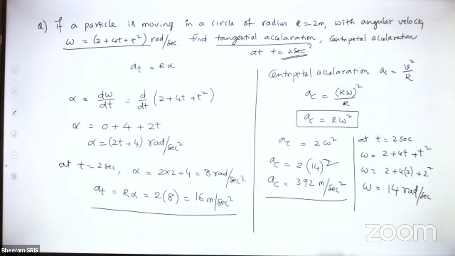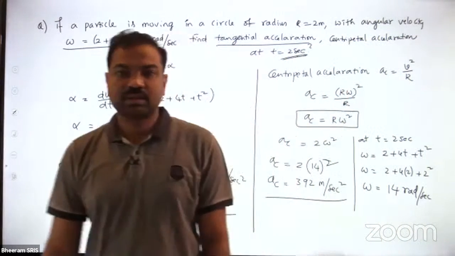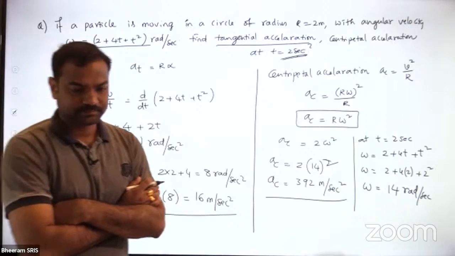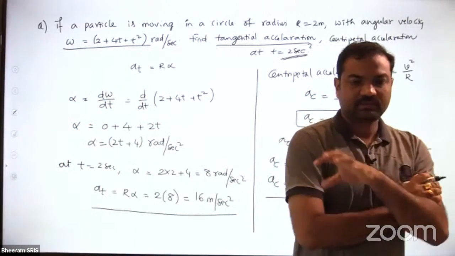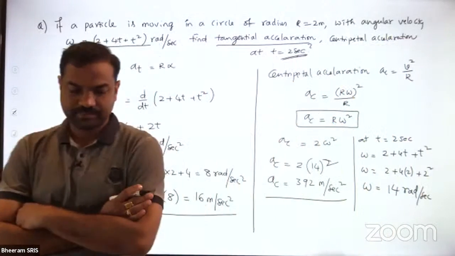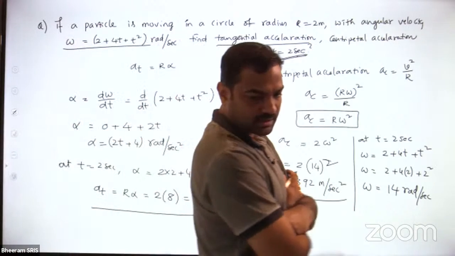Okay, so this is the centripetal acceleration, and that is the tangential acceleration. Understood how to do it? So all of you clear how to solve centripetal acceleration and tangential acceleration if a function is given? Like that, you need to make a relation to the other quantities. That technique you need to understand.